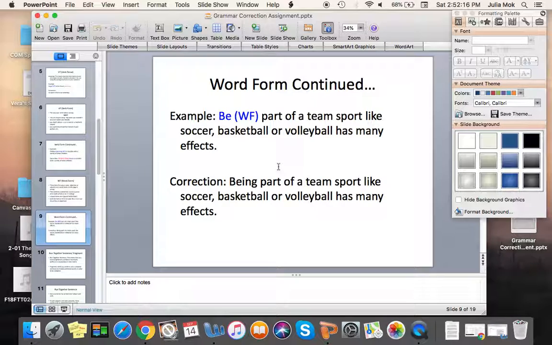This is a very common word form error to make, the one I have as an example here. Be part of a team sport like soccer, basketball, or volleyball has many effects. So here, this verb be, I called it a word form error. Why did I call it that?